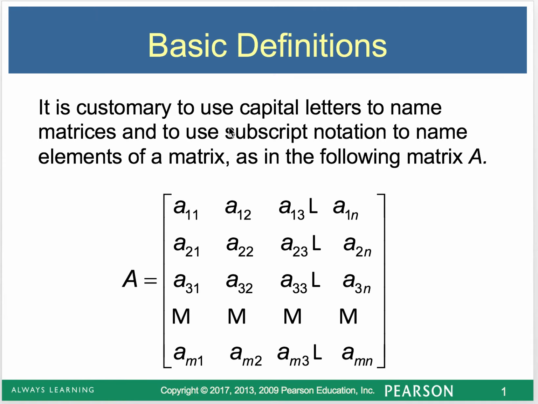So it's customary to use capital letters to name matrices. We've probably already said that. And we use subscript notation to name the elements of a matrix. Now, the size of a matrix is given by, we call it row by column. So we count the number of rows, 1, 2, 3, 4, 5.